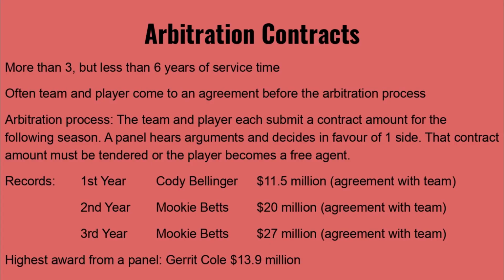Once an arbitration process has gone through, that is the value for the player set for the next season. A team can decline that value and the player becomes a free agent. The record amounts in terms of arbitration contracts typically come with agreements with the team before actually getting to the arbitration process. A first-year arbitration contract award, the best was Cody Bellinger at $11.5 million with the Dodgers.